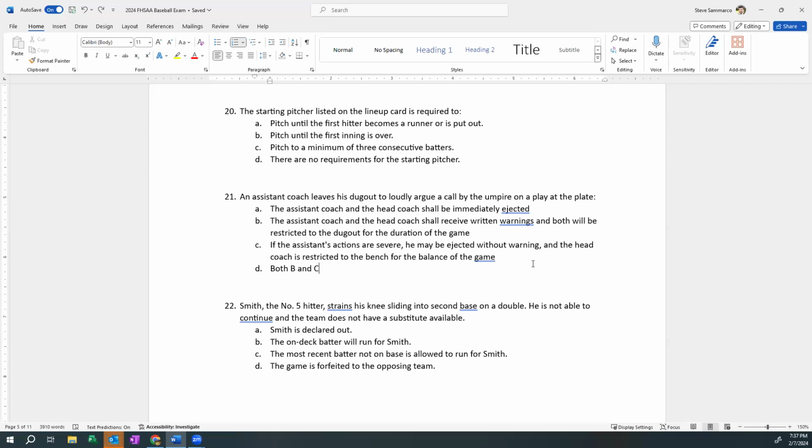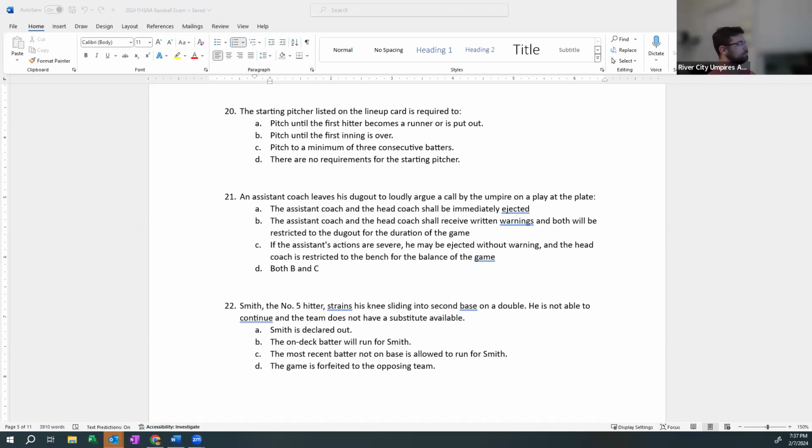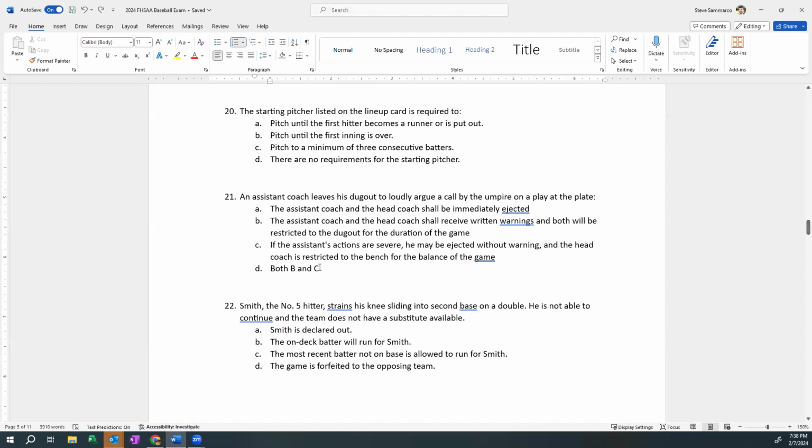So just check it again and read B and C together. So my guess is D. My answer was D on the test. D. I think it's still C. I think it's D. That's what I answered. It's both B and C, because I think I had it on the test.